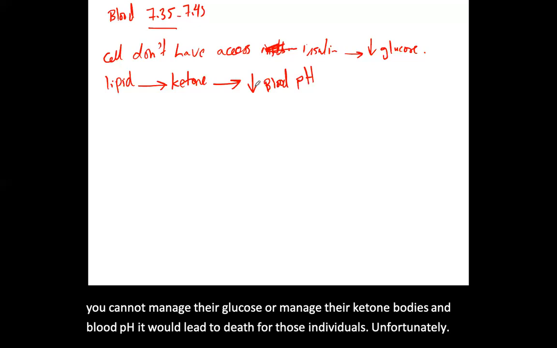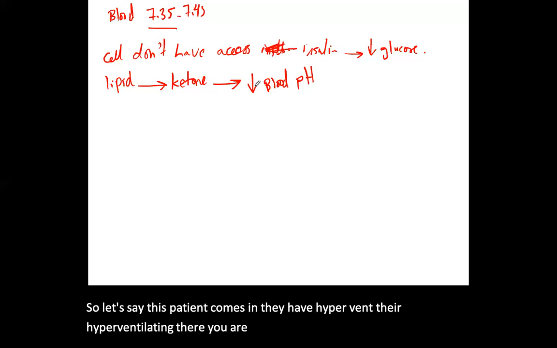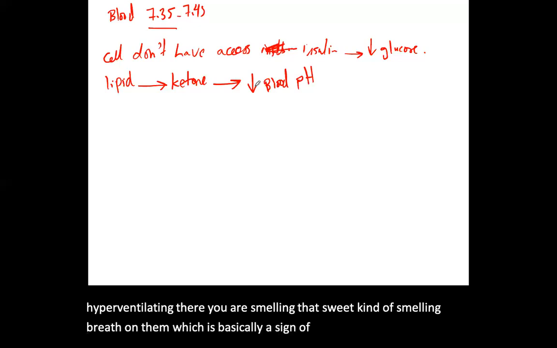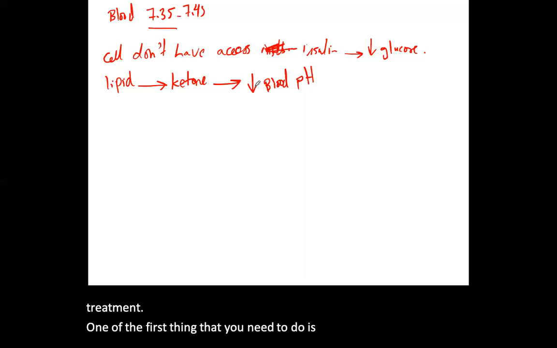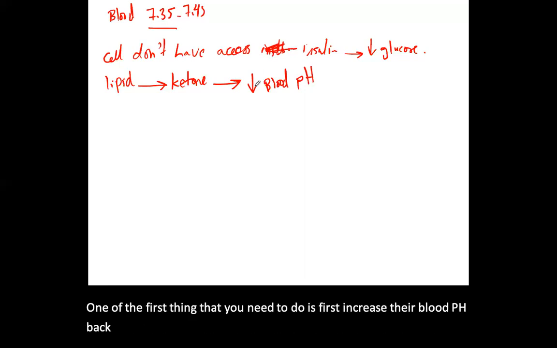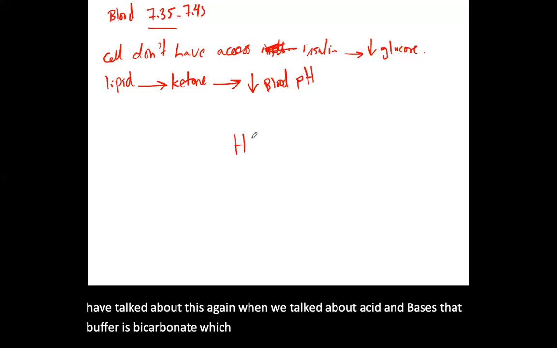So let's say this patient comes in, they are hyperventilating, you are smelling that sweet kind of smelling breath on them, which is basically a sign of ketoacidosis. What is the treatment? One of the first things that you need to do is first increase their blood pH back to normal, and the best way to do that is using the buffer. We have talked about this when we talked about acids and bases. That buffer is bicarbonate, which is written as HCO3 minus. And again, this is bicarbonate.